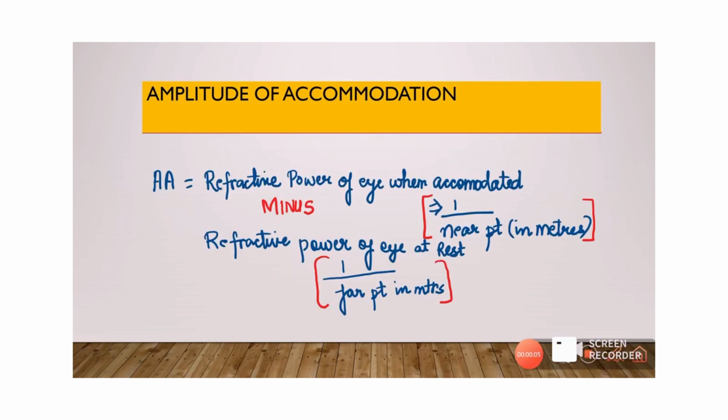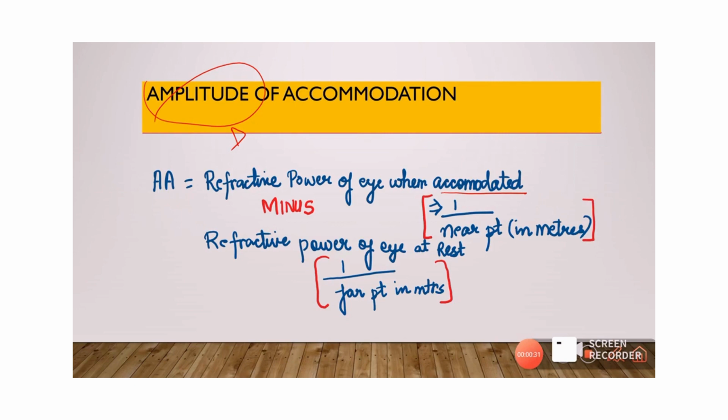Let us see how we calculate the amplitude of accommodation. The amplitude of accommodation is measured in units of diopters. Okay, number one. Second, it is the difference between the refractive power of the eye when it is accommodated, that means when it is looking at near, minus the refractive power of the eye when it is not accommodating, that means when the patient is looking at the far distance.